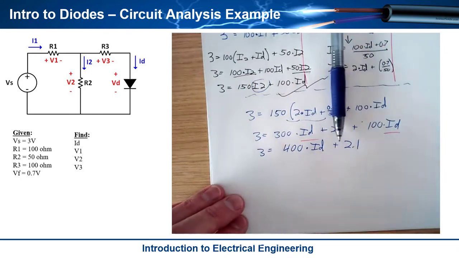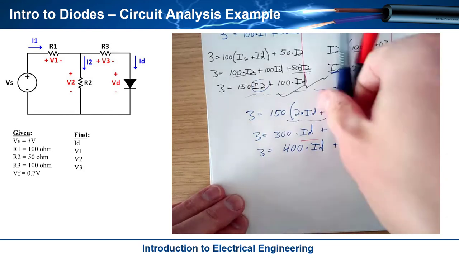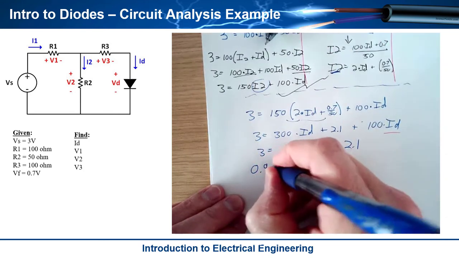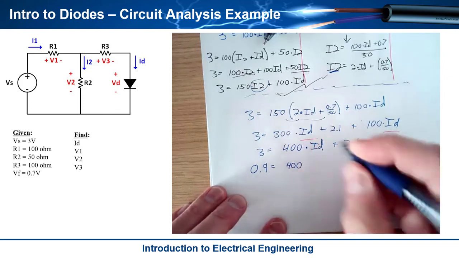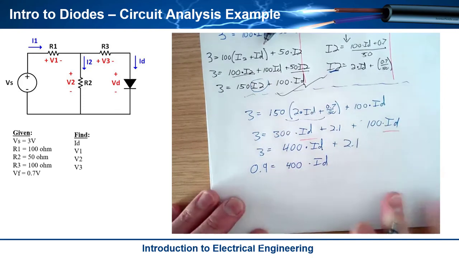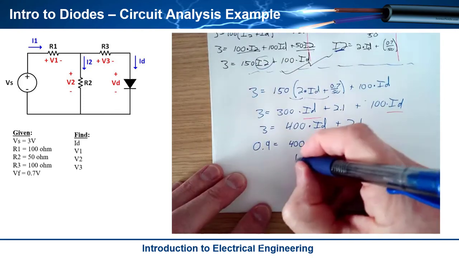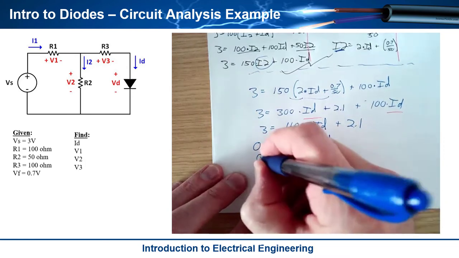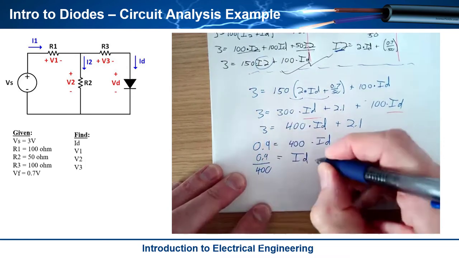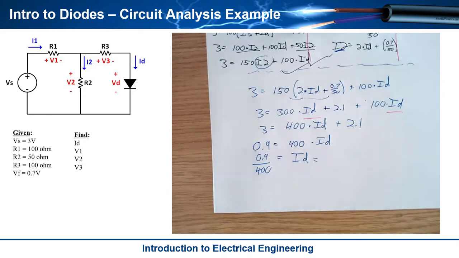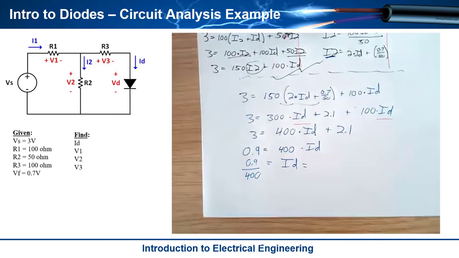So now let's subtract 2.1 from both sides. So now I'm left with 0.9 is equal to 400 ID. And finally, I can divide both sides by 400, so I get ID is equal to 0.9 over 400, and that is equal to then, bring out old buddy here.